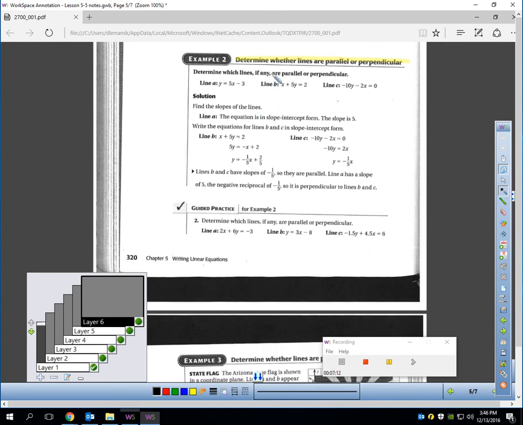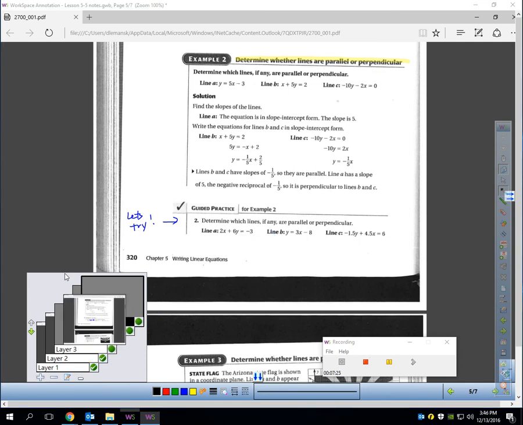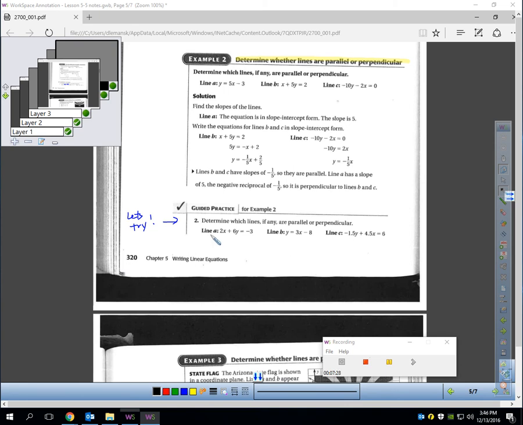They will ask you to look at lines or equations of lines in the homework today and determine if the lines are parallel or perpendicular. So let's try that process here on this sample problem. First of all, line A. You notice line A is in standard form.